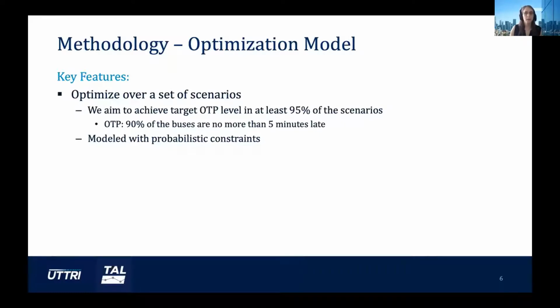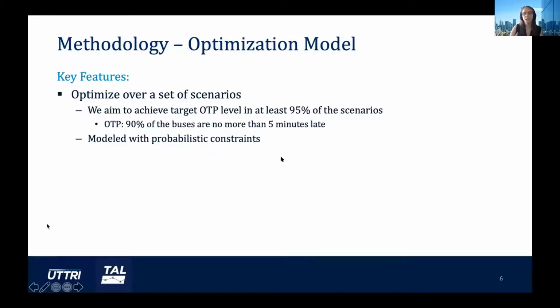Just to give you a brief overview of the methodology, without going into all the details, what we're going to do is optimize over a set of scenarios. Instead of considering average times or over-approximations, we're going to consider a large set of scenarios and make sure that our schedule is good for at least 95% of these. So we want 95% of the scenarios to achieve the target OTP, which, for instance in the case of the TTC, as we see on the webpage, was that 90% of the buses are no more than 5 minutes late for each of the trips that they had to perform.